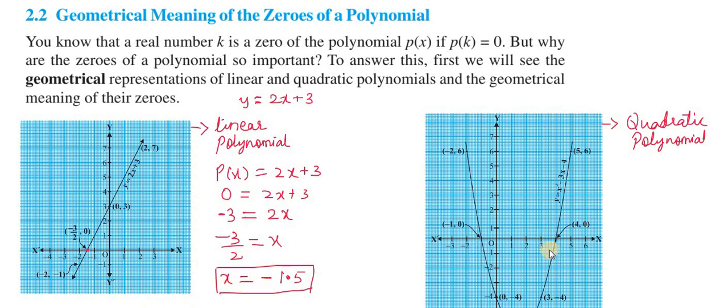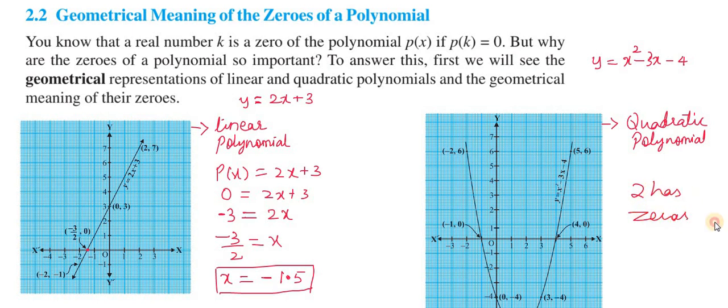Now look here. This is a quadratic polynomial, where y is equal to x square minus 3x minus 4. I told you that a linear polynomial has 1 zero, a quadratic polynomial has 2 zeros, and a cubic polynomial has 3 zeros. So this is a quadratic polynomial. How many zeros does it have? Yes, it has 2 zeros. So a quadratic polynomial has 2 zeros.